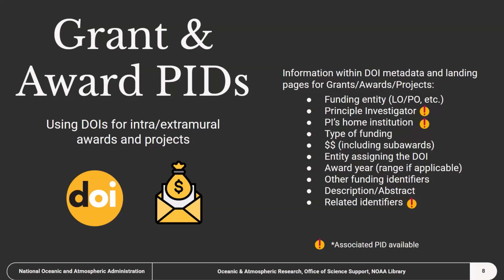Any other funding identifier. So I'd like to think a lot of you are familiar with FundRef. That would be an additional funding identifier that we could put in there. A description or abstract of the project, the grant that is being issued, and then any related identifiers. So, what we mean by related identifiers is, are there any known publications that have come from it or known data sets? All of that can be added in there as well.